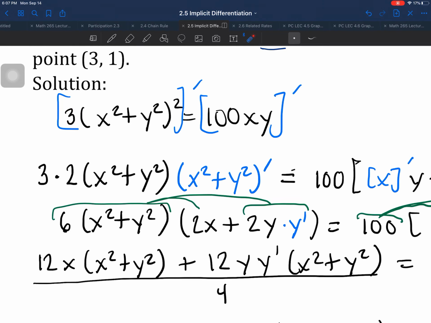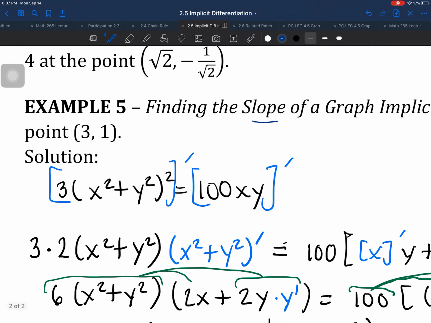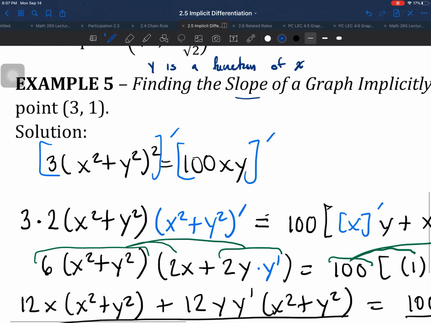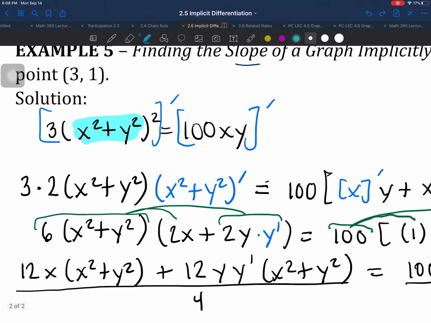So if you notice, let's think about this. We're assuming that y is a function of x that we don't know, right? So here we go. 3 is a constant. Then we have x squared plus y squared, squared. If you notice, we actually have a function inside a function, right? So in the bigger picture, we're going to have to use the general power rule, in other words, the chain rule. So yes, we're going to have to do that.